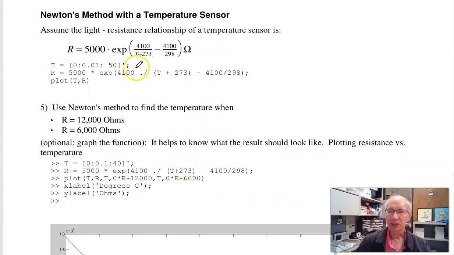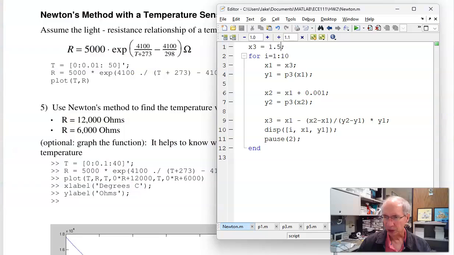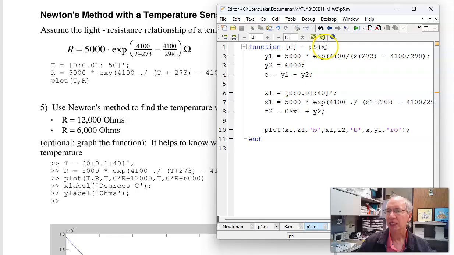Problem 5. Let's change the problem to be temperature sensor. Given temperature, I can find resistance. Suppose instead I know resistance. What's the temperature? Well, once again, what I'll do is create a function in Matlab. I'm going to guess the temperature, calculate the resistance. I want the resistance to be 12,000 ohms. Take the difference in the two, drive the error to 0. And just for fun, let's plot it. This plots the two, tries to drive it to 0, kind of showing what Newton's method does.